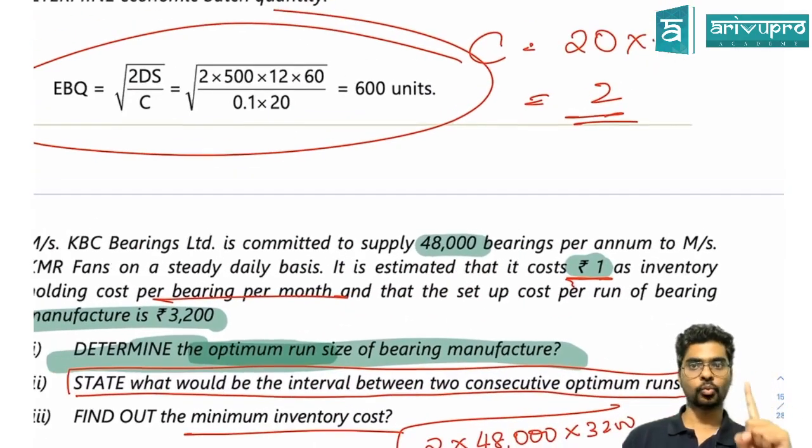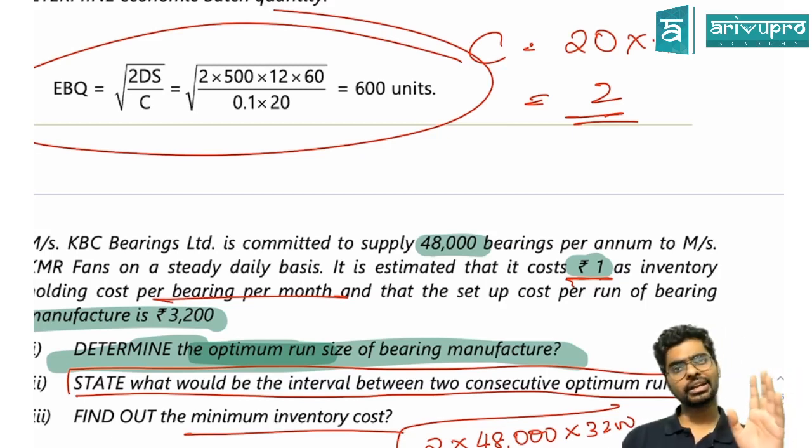Correct? What is your inventory cost? Inventory cost is 1 rupee per annum or per month? Wait, Naveen, I didn't understand. Wait. Why 0, sir?